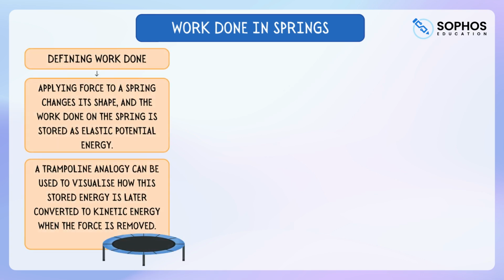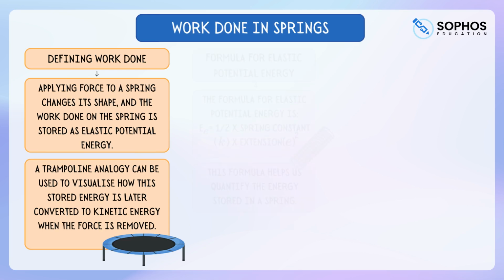In today's lesson, we examined how work is done when stretching or compressing a spring. We learned that applying force to a spring changes its shape, and the work done on the spring is stored as elastic potential energy. We used the trampoline analogy to visualize how this stored energy is later converted to kinetic energy when the force is removed.